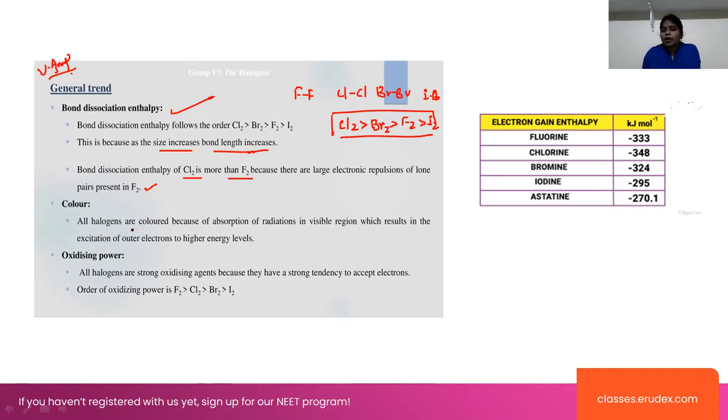Now look at color. All halogens are colored because of the absorption of radiation in the visible region, which results in the excitation of the outer electrons to higher energy levels.